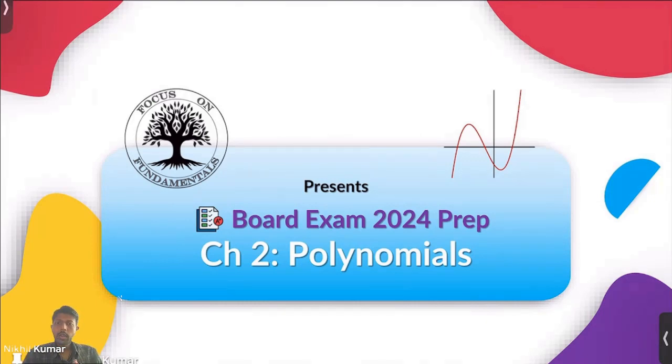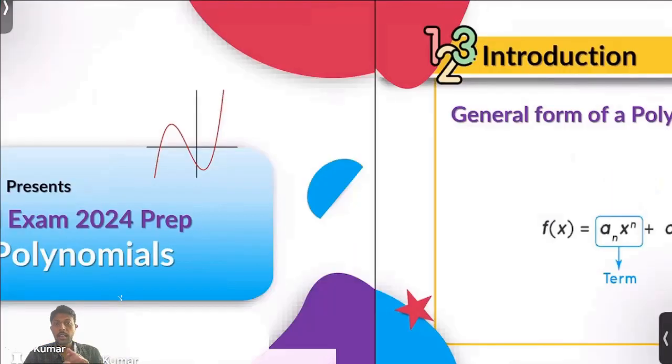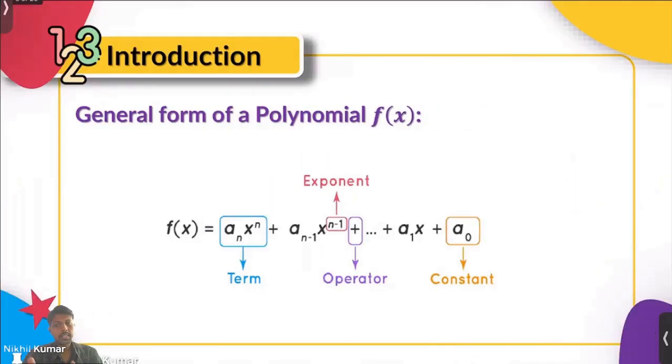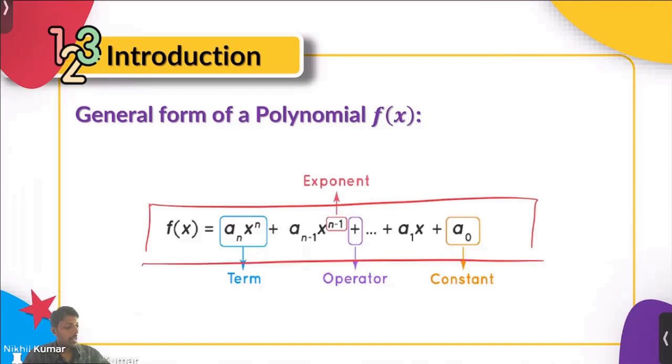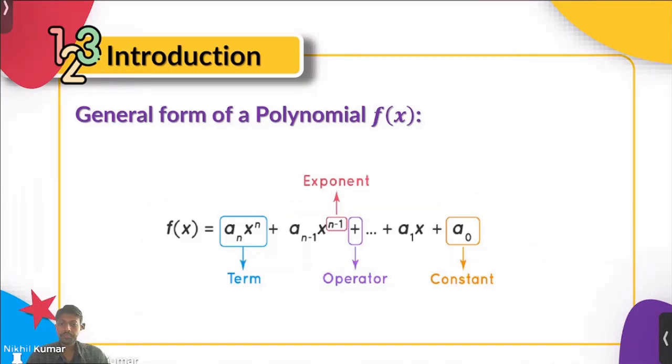So let's quickly look at the things we already know. We have studied these things in the previous classes, 8 and 9. The general form of a polynomial is given as something like this. Let us look at what are the elements of this general form.